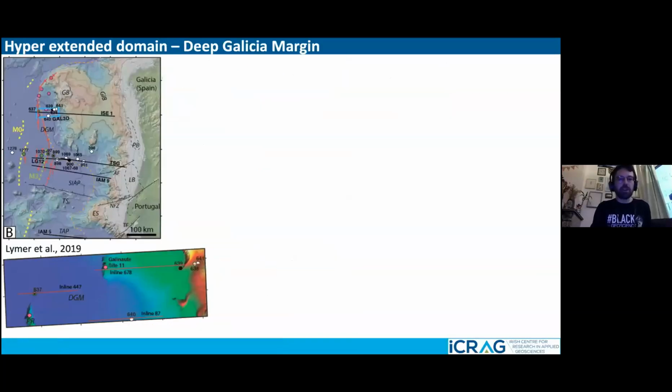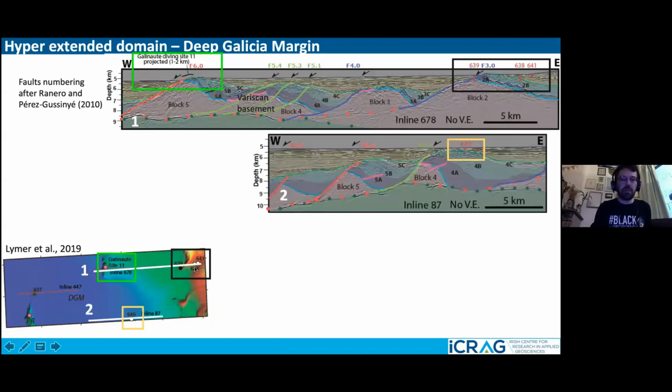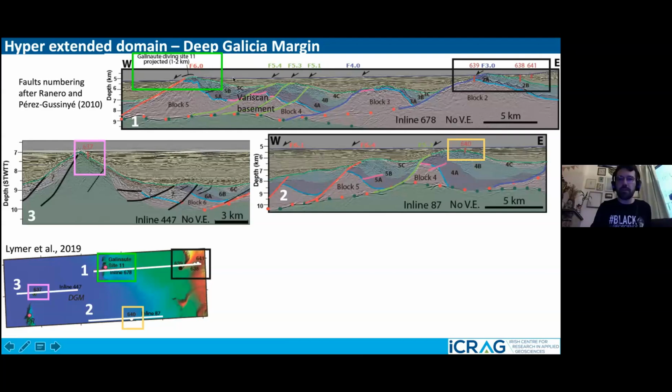I will now show more details on the hyperextended domains, starting in the north with the data extracted from the Galicia 3D volume in the areas of the ODP drill sites. So you can see them framed here. Those data show that the crust is hyperextended with the block-bounding faults that detach downward on the S reflector, which is a detachment fault, probably located at the top of a serpentinized mantle.